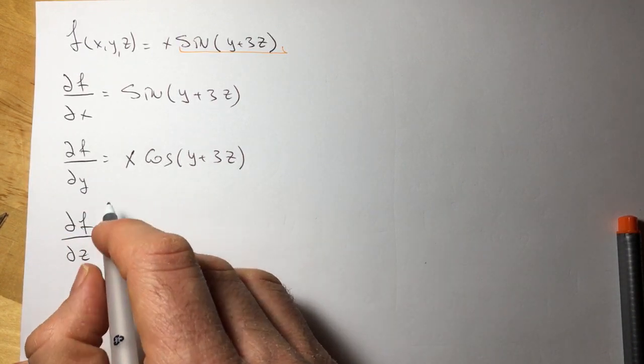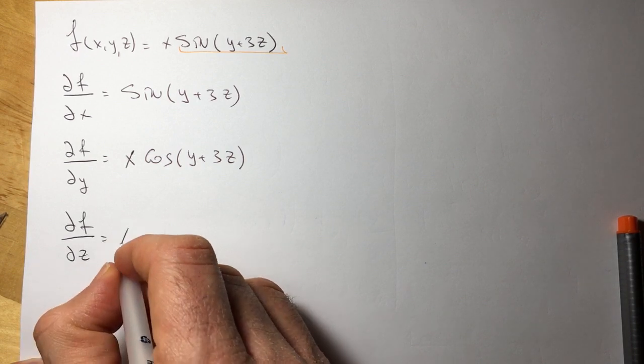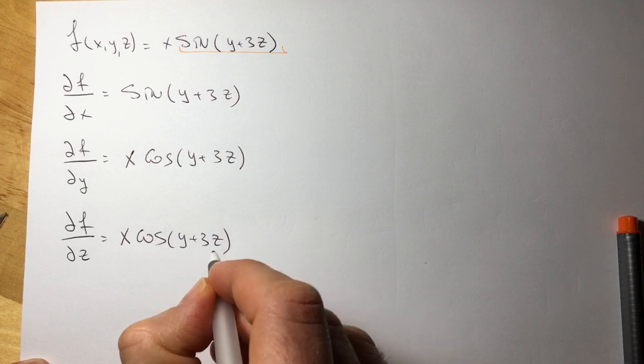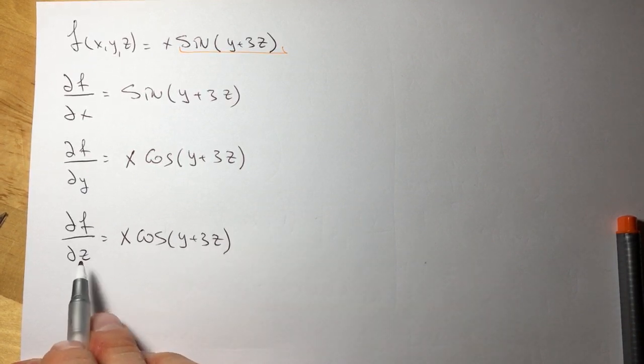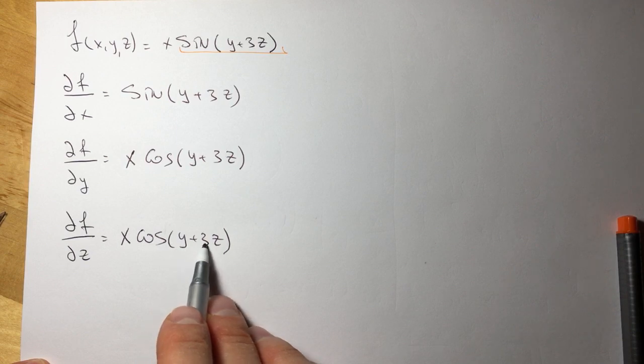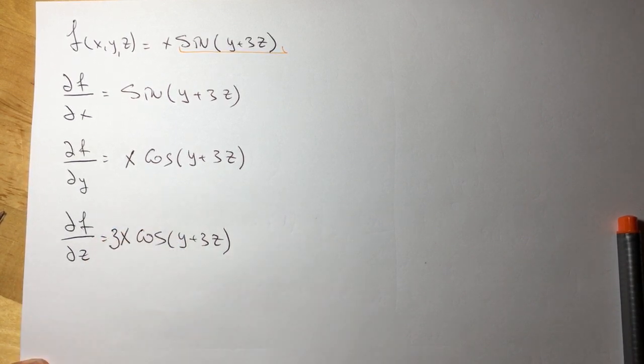And similarly, partial f, partial z: x is a constant, cosine of y plus 3z, because I'm looking for a derivative with respect to z. y is being treated as a constant, derivative of a constant is 0, derivative of 3z is 3.